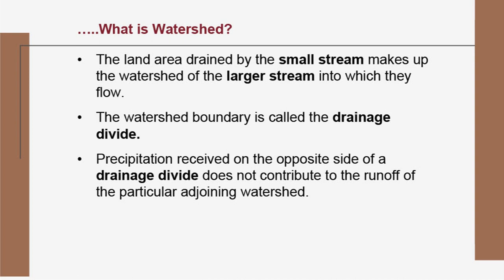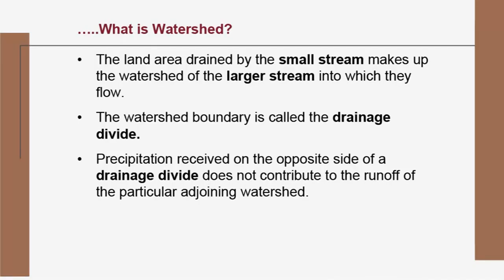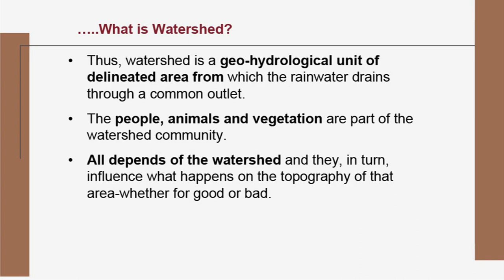You see your own hand, there are several fingers and all these five fingers are going to the end and they are meeting at some point. Likewise, water may come, like fingers, you may consider different areas or channels or different rills or gullies or different water flowing streams, and then they will finally come to join a river. So, the watershed boundary is called the drainage divide. Precipitation received on the opposite side of a drainage divide does not contribute to the runoff of the particular adjoining watershed. Thus, watershed is a geohydrological unit of the delineated area from which the rainwater drains through a common outlet.